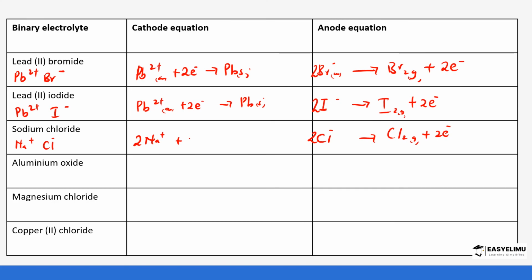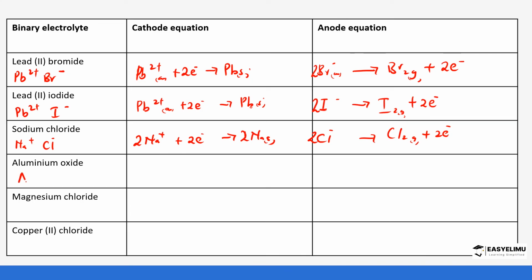And remember, sodium can only gain one electron, so we need two sodium ions to form two sodium atoms. So you can see the difference between this and the lead. The lead can comfortably gain those two electrons, but sodium only requires one electron, so we need two sodiums.